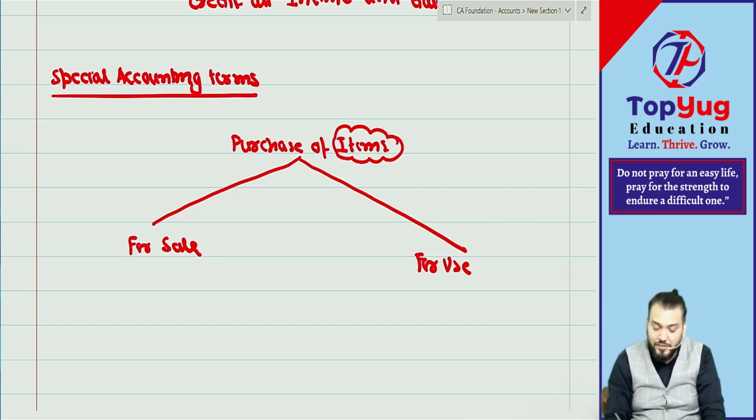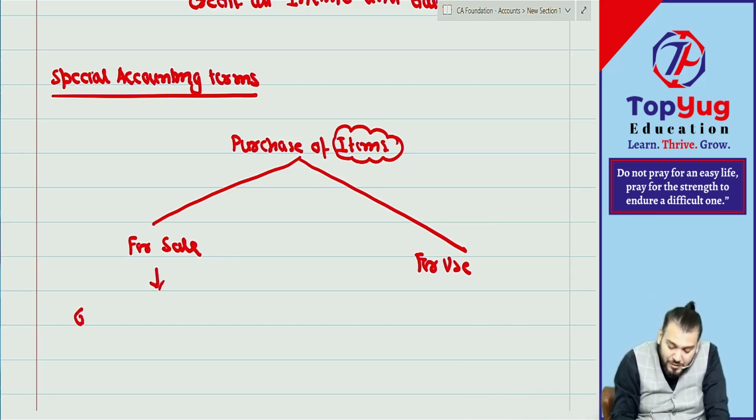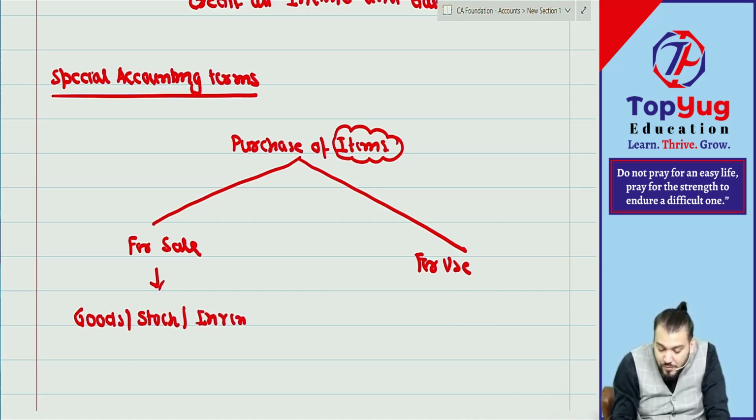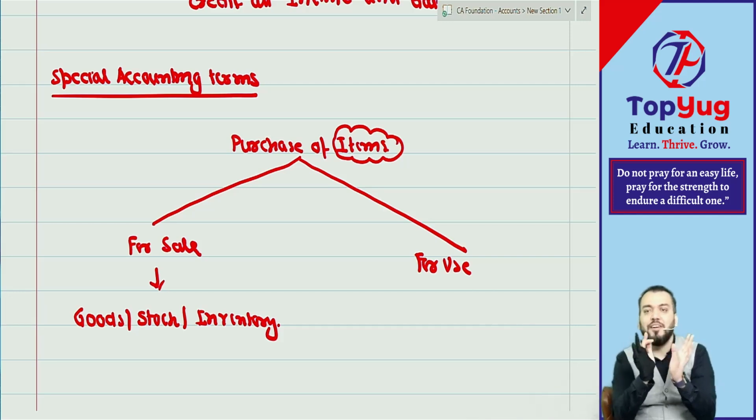Are you able to understand? Whenever an item has been purchased for sale, such an item is known as goods, or we call it stock, or we call it inventory. Understood? These goods, stock, inventory are interchangeable words. However, the more correct term is inventory.